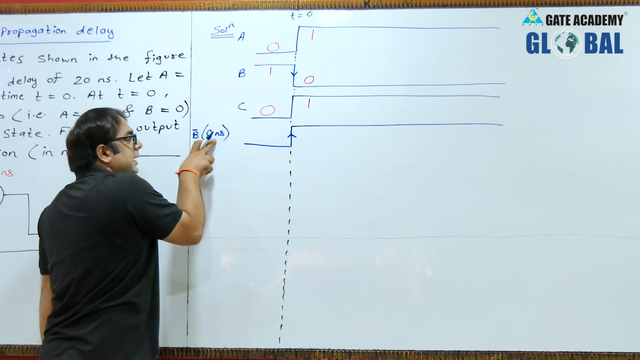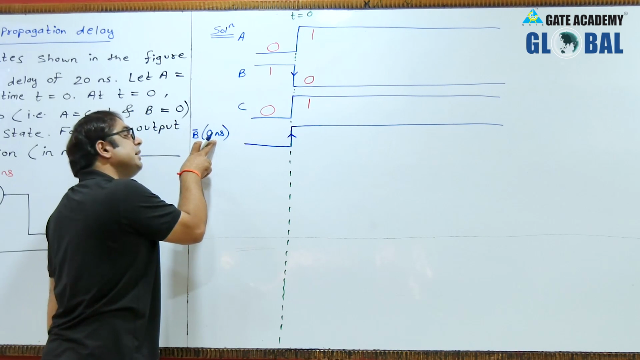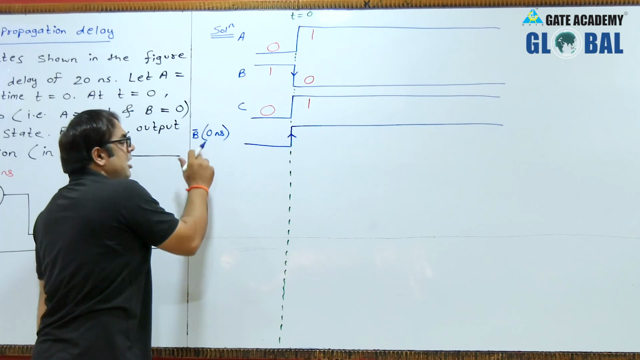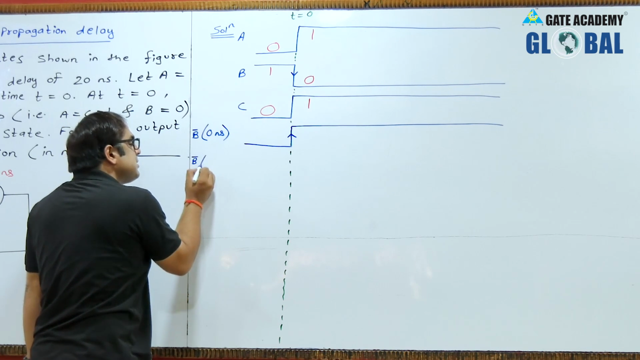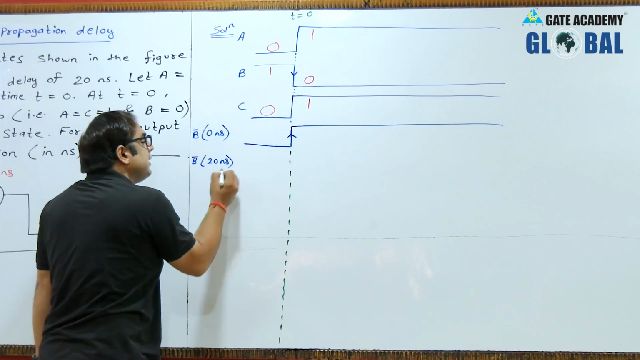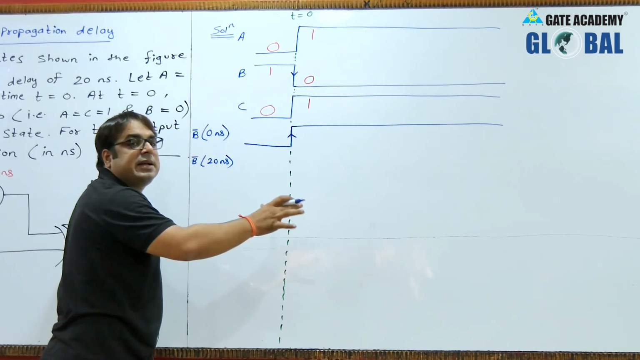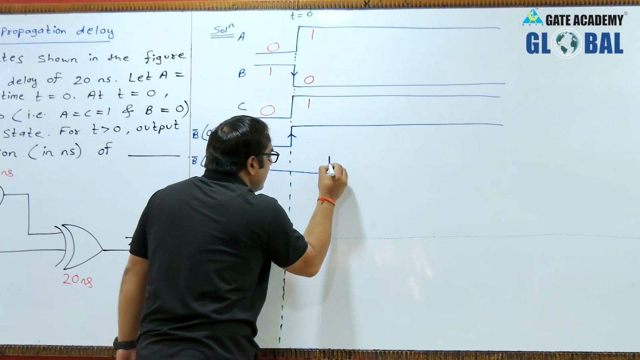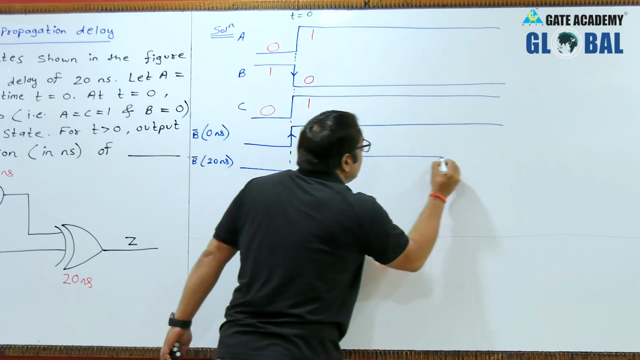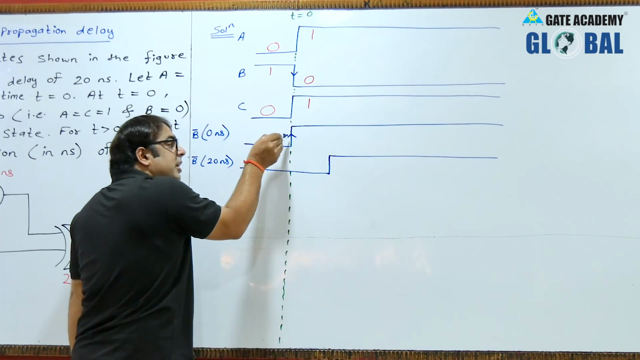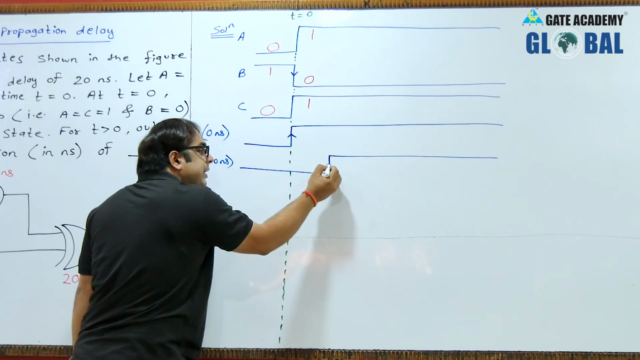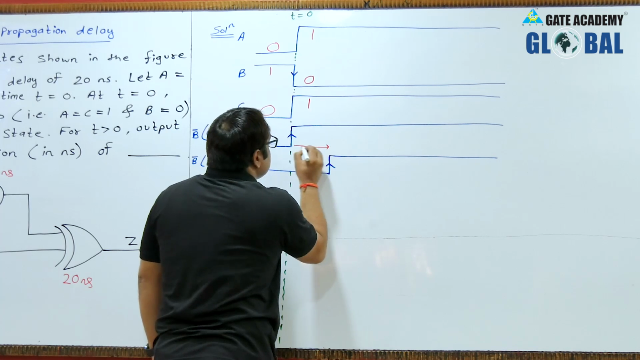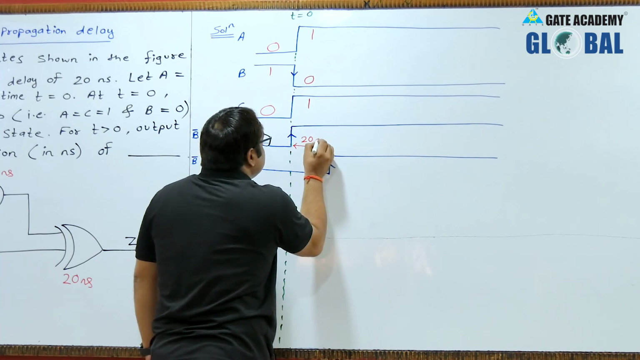But it is given in the question that the NOT gate has a propagation delay of 20 nanosecond. So what I simply have to do is shift this waveform right hand side by 20 nanosecond like this, in the easiest possible way. See, the same transition from logic low to logic high I am getting, but after 20 nanosecond.